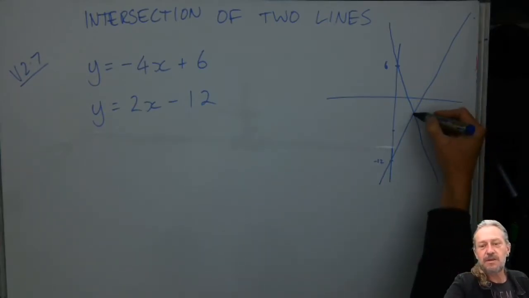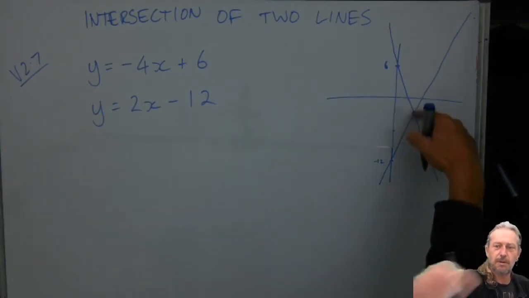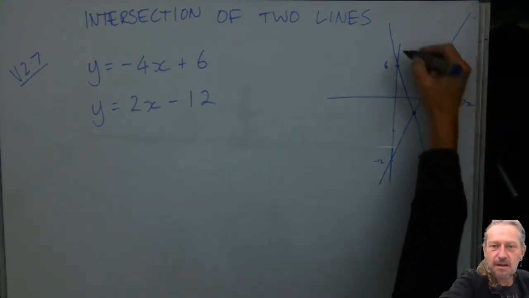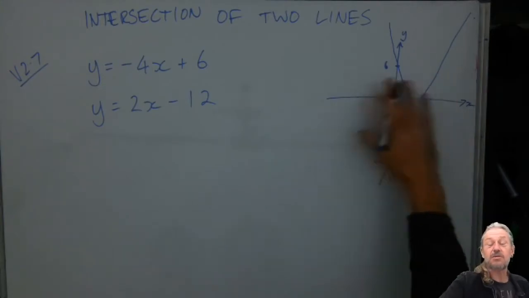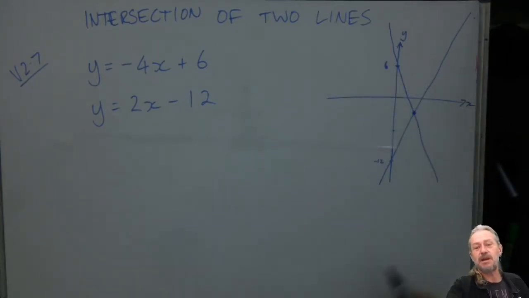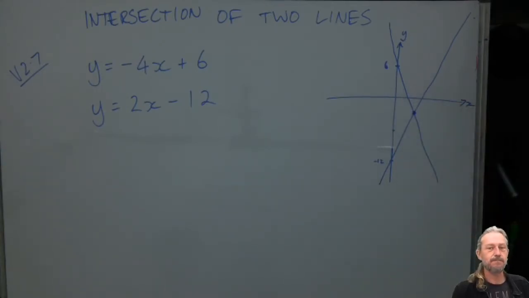So we're looking for this coordinate. Yes. It will be below the x-axis. So that's just a very rough sketch to give you an idea of what we're going to end up with. So we're going to end up with a positive x number, negative y number, fingers crossed.